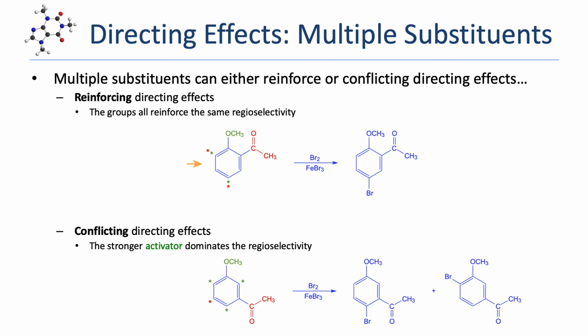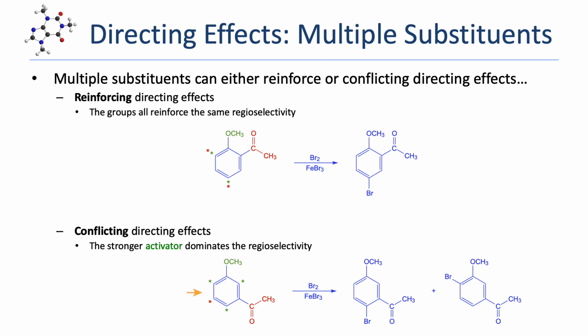Between the 2 preferred positions, the bromination would likely occur at the bottom carbon, simply to avoid steric strain with the larger methoxy group. The second example demonstrates what happens when the 2 substituents conflict with one another with respect to their directing effects. So here we have a disubstituted benzene with the same 2 groups we had before, except now they're positioned differently. Again, the green methoxy group will direct ortho-para, and the red carbonyl will direct meta. But in this case, the 2 groups are not directing to the same positions.